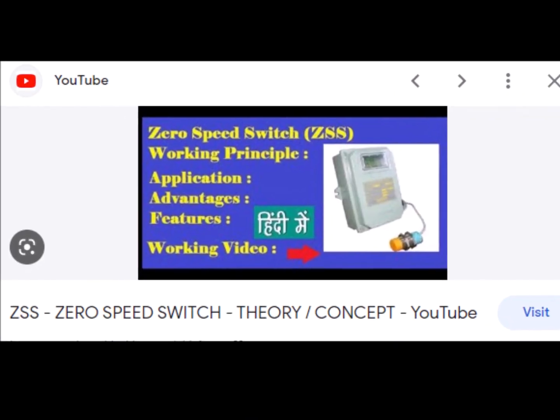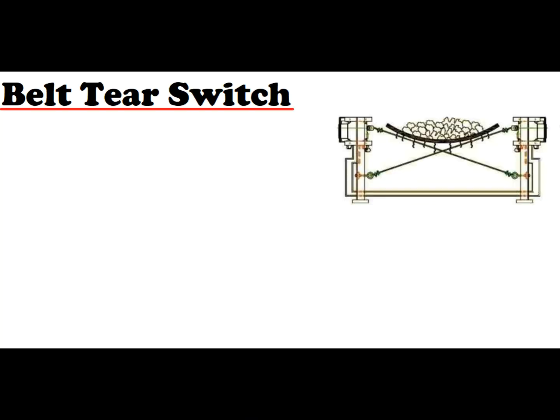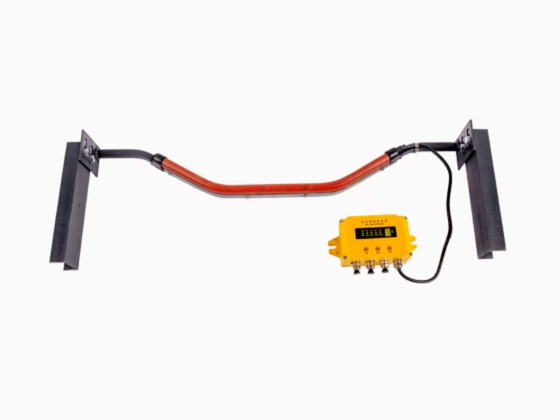Okay, next is belt tear switch. As the name suggests, if the belt is torn or gets damaged in the center, this particular safety equipment will sense it, and it will stop the conveyor. Here we can see the complete structure in detail.